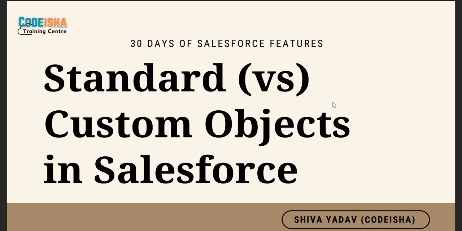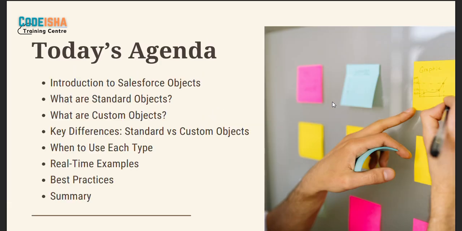So today we're going to learn about standard versus custom objects in Salesforce, as part of the 30 days of Salesforce series. Okay, let's get into the slides for today's agenda. Today's agenda is an introduction to Salesforce objects, what standard objects are, what custom objects are, the key differences between standard and custom objects, and when to use each type. Okay, and real-time examples, best practices, and a summary.